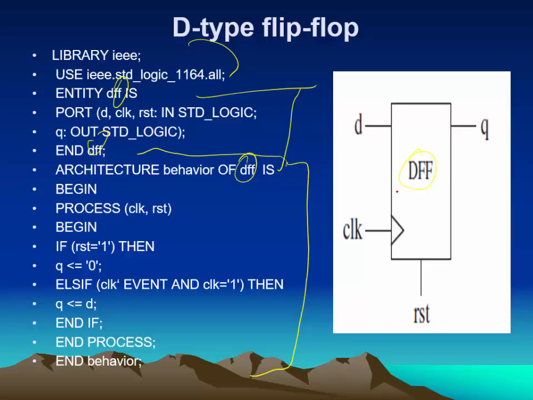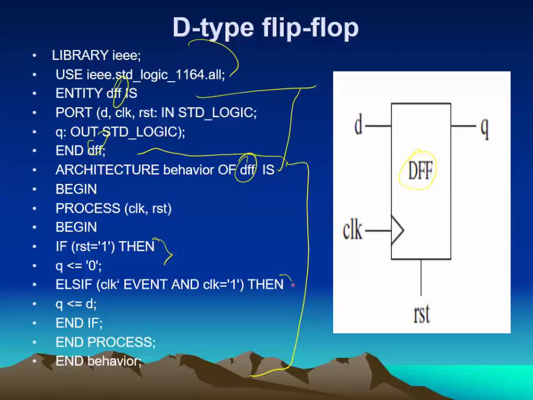Our architecture, behavior, D flip-flop, begin. This is a process. We want things to happen sequentially. Our sensitivity list is clock and reset. Nothing happens unless the clock changes. So, process, begin, reset and clock. If reset is 1, then Q goes to 0. So this is an active high reset. If I want this to be an active low reset, I would probably call it reset not or reset n, and say if reset is equal to 0, then 0 goes to Q. So this just does the reset.